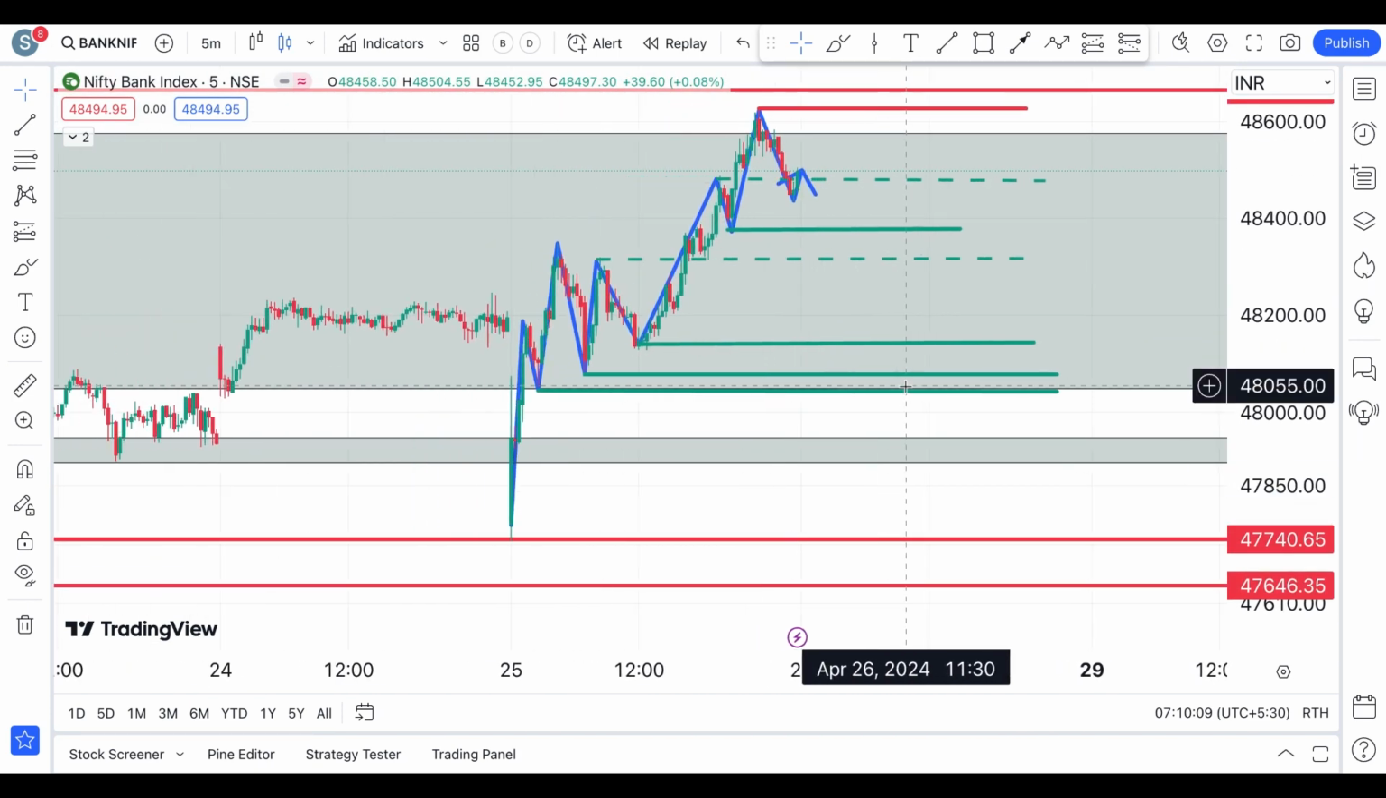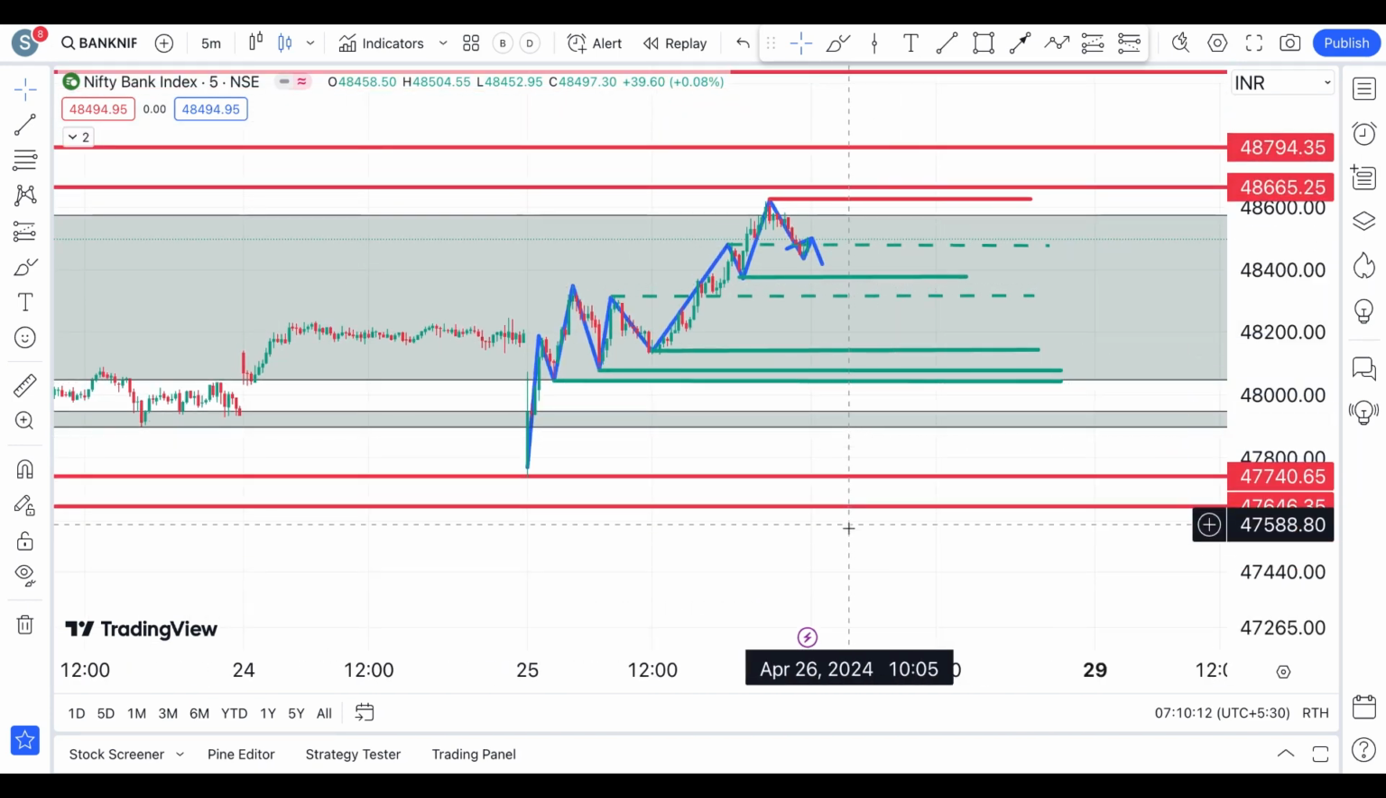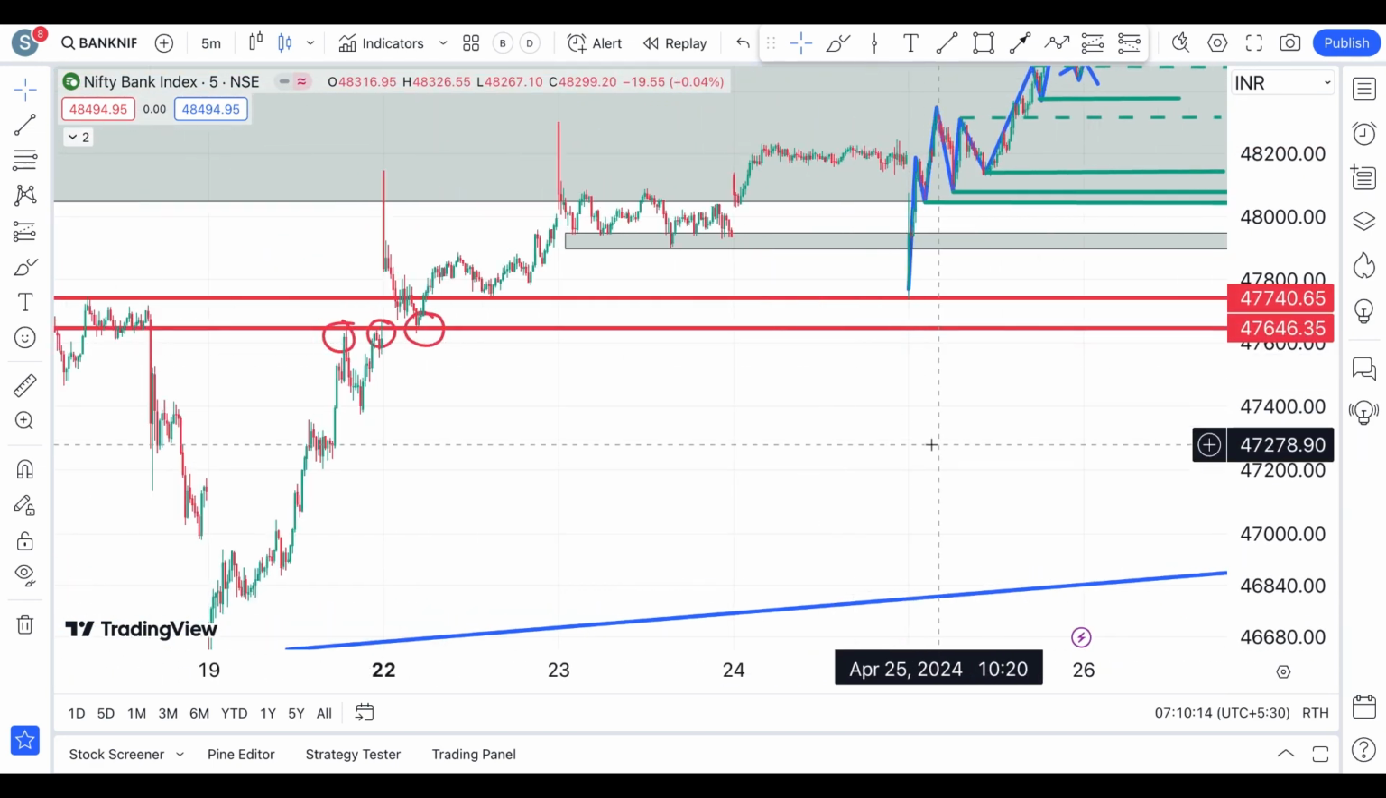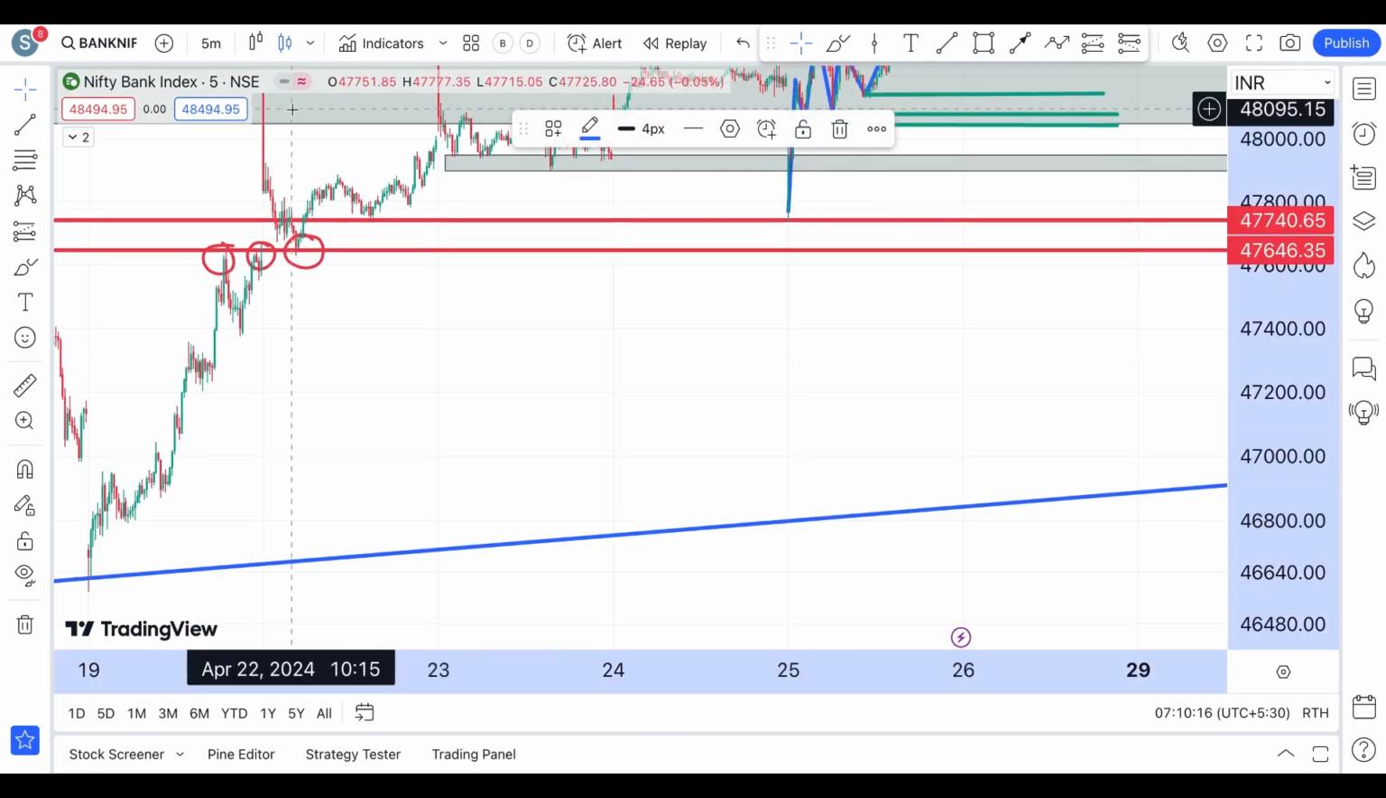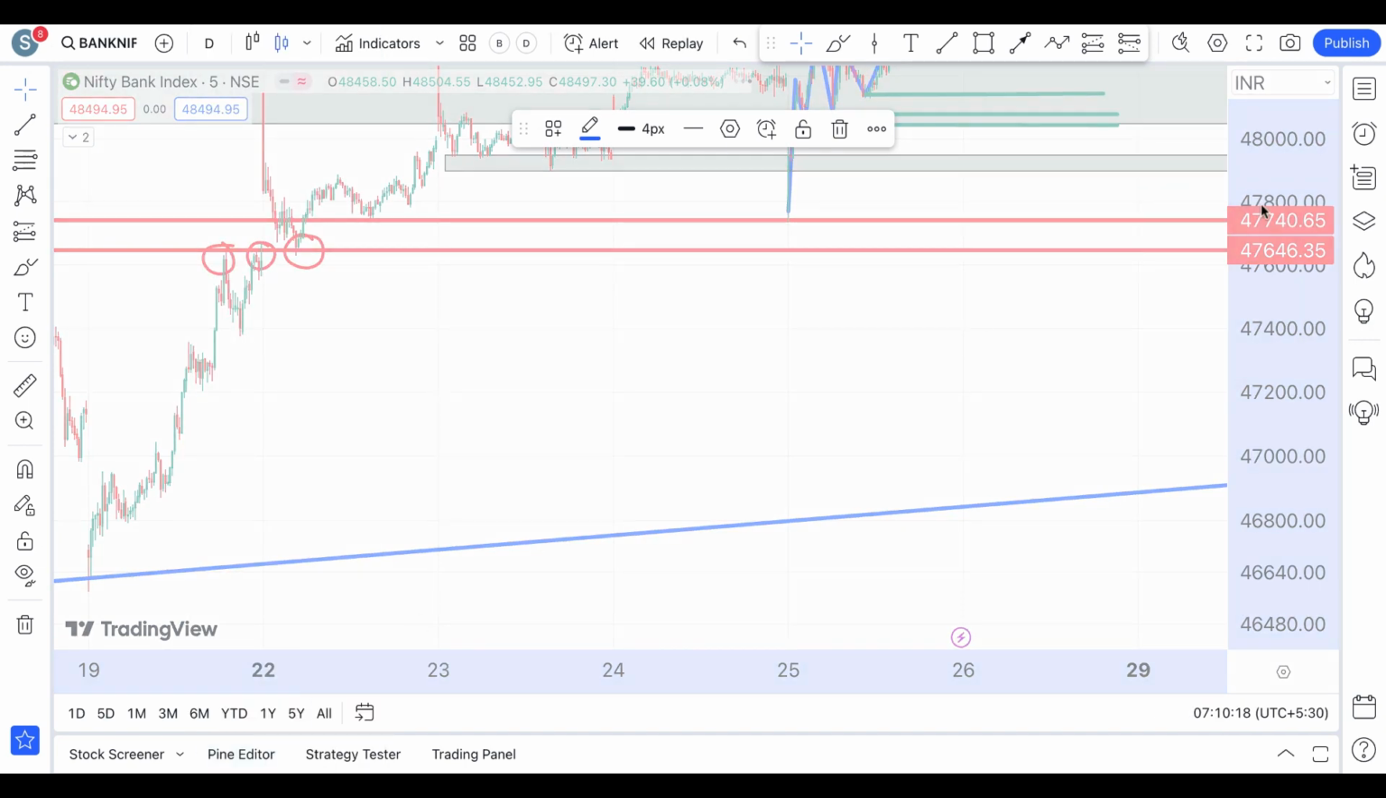So let's not focus below that. But if you want to, this is the line that we have drawn from a daily chart. Let me bring you the daily chart and show.